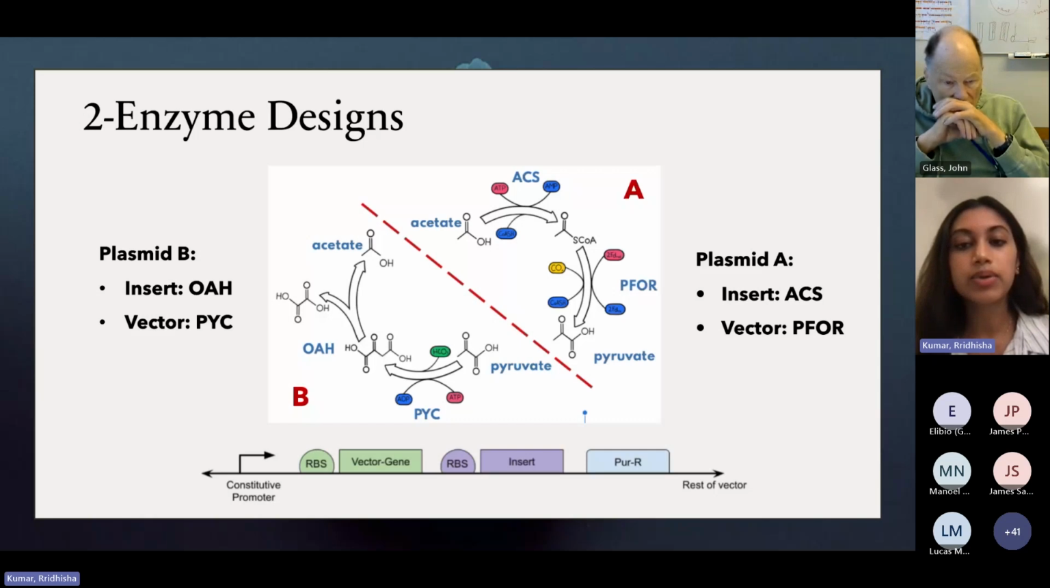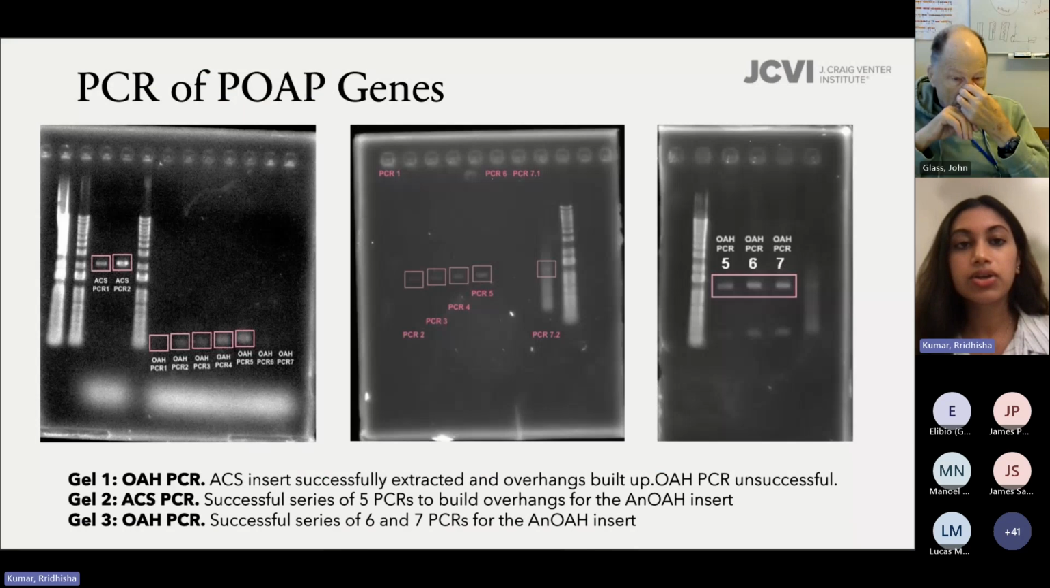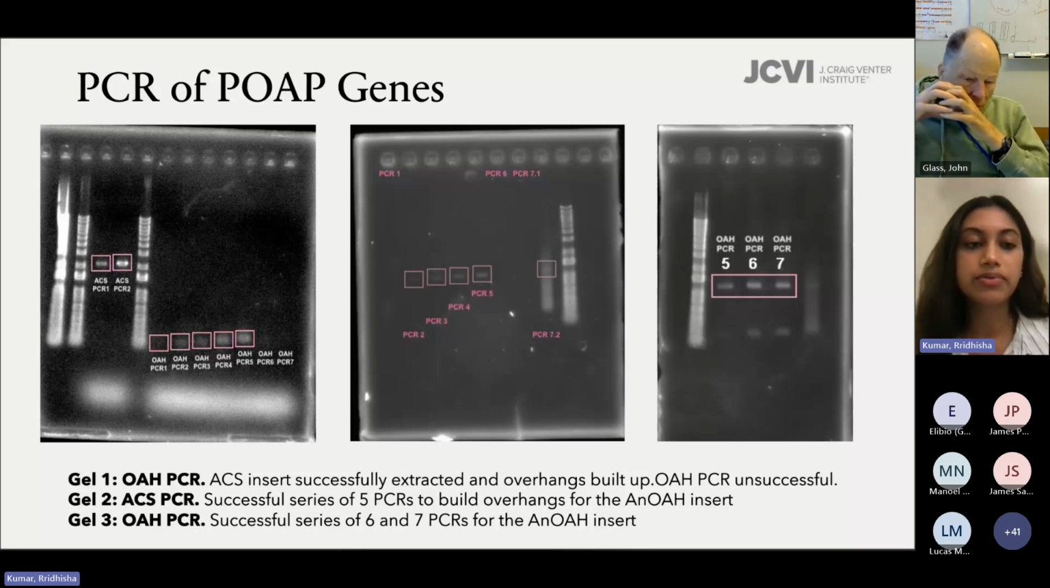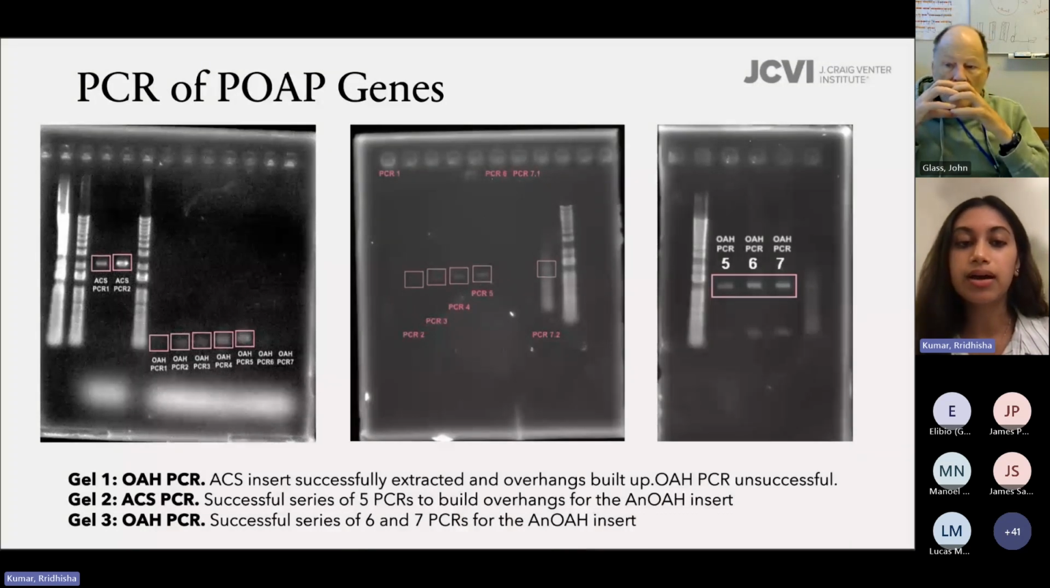So how we did this is that we put 2 of the bigger enzymes onto a vector backbone, and then we used the other pair for a gene insert. So in our case, PYC and P4 were put on the vector backbones, and then OAH and ACS were the gene inserts respectively. So for the gene inserts, we had to do a series of PCRs to build the overhang regions successfully. On the left, you can see ACS only required 2 reactions, and we built those up the first time. However, OAH was a little bit more tricky, and it took a couple of tries, but finally we got all 7 PCR steps to work, and we got the 2 fragments of the correct sizes.